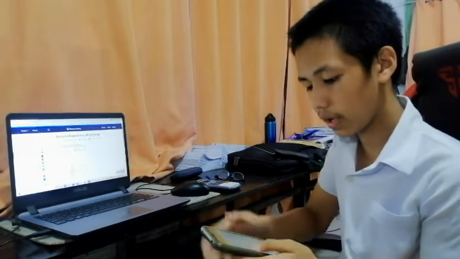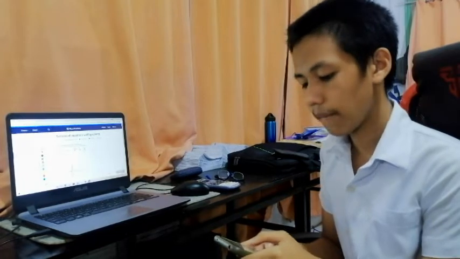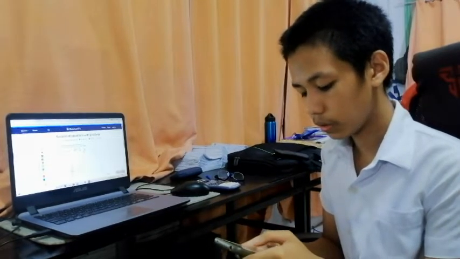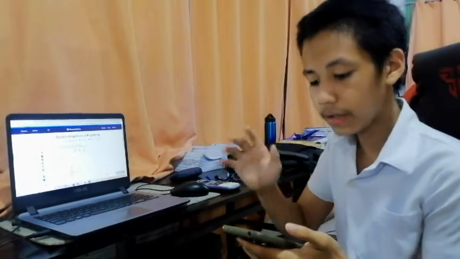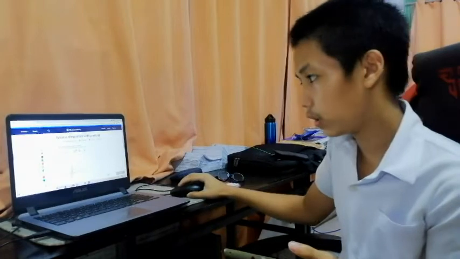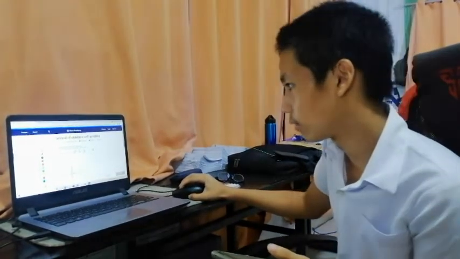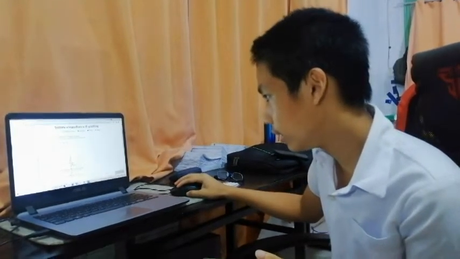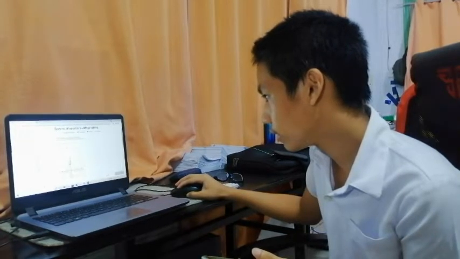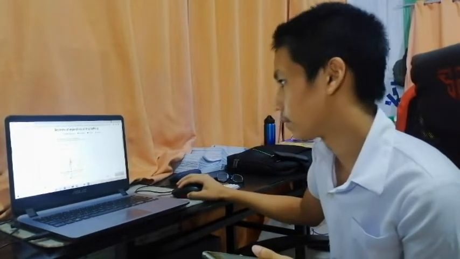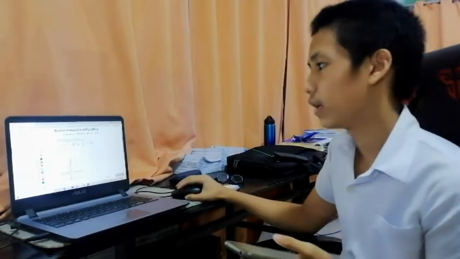Let's find the other x. Negative 8x plus 4 multiplied by 0. So the other intercept will be negative 3. Let's plot. Negative 3, 6. Negative 7, let's find the other two intercepts.